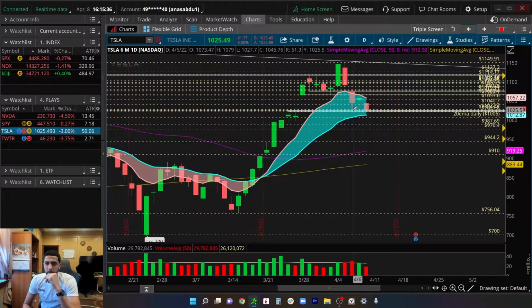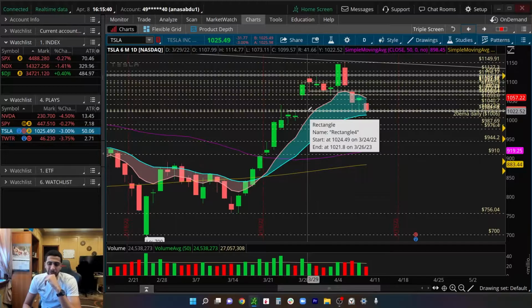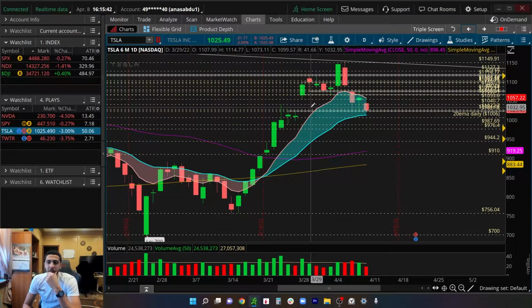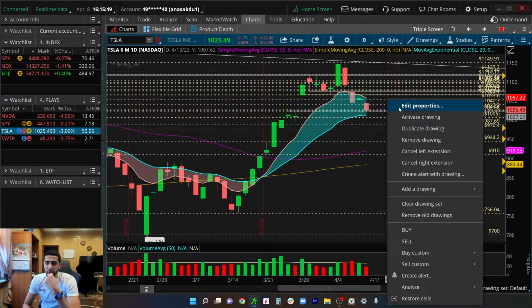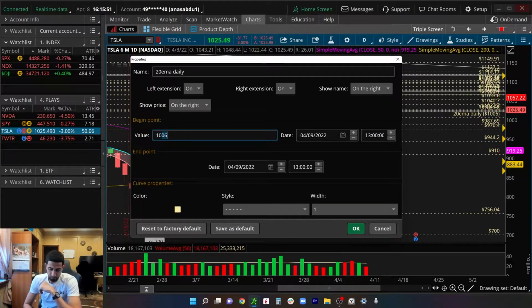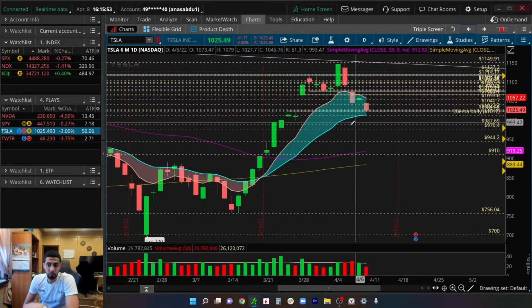Tesla is holding 1020 right now. Buyers are stepping in. Sellers aren't really too aggressive over there, so something to keep an eye on. You also have the 20 EMA at 1012 now, so I've got to update it here. That's another key level that I like to watch.